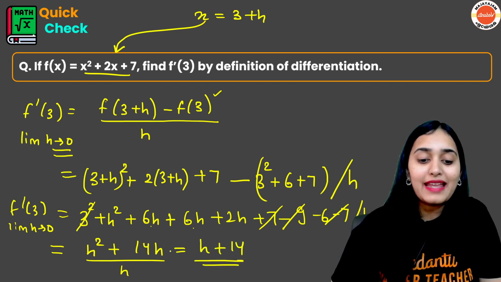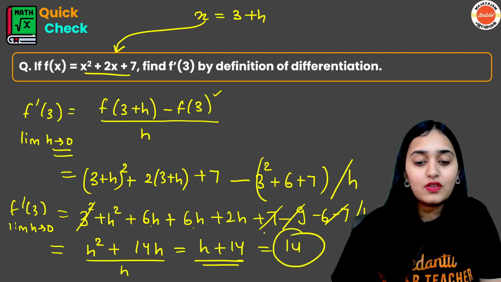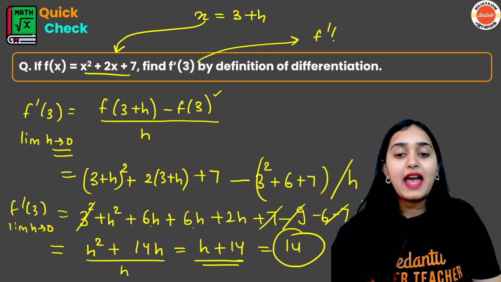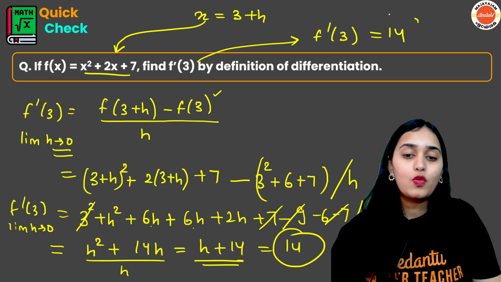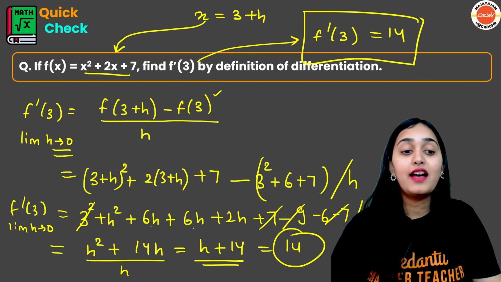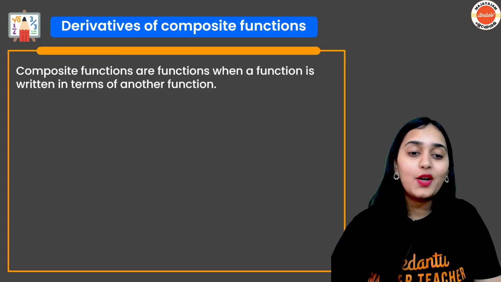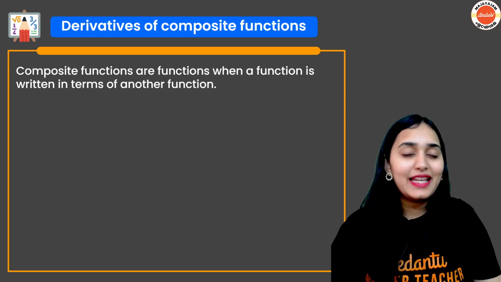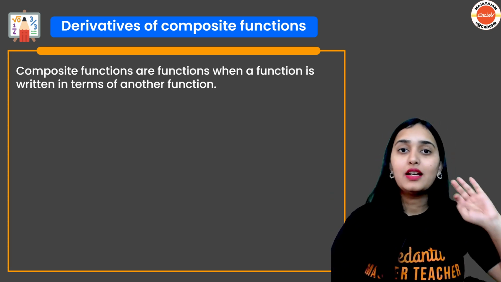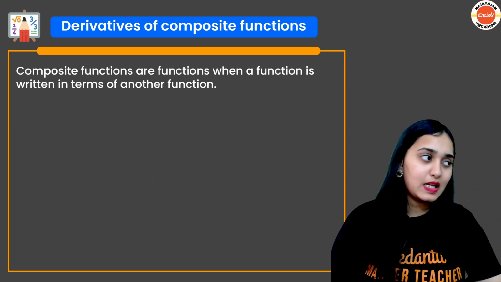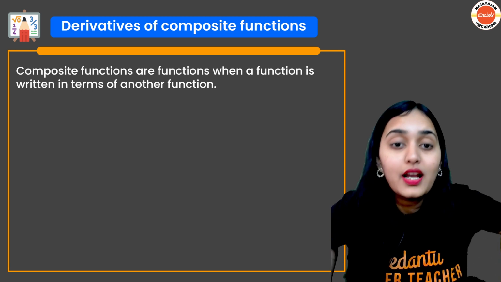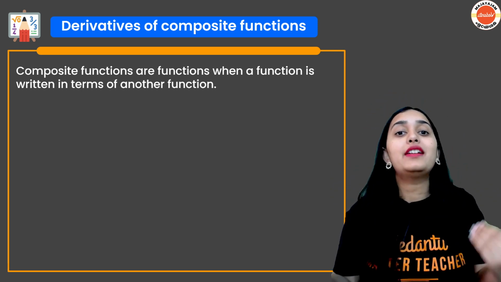Now if we put h is equal to 0, we get 14. So what is the answer? Answer is f dash of 3 is 14. Like that you have to solve and find out f dash of x. Now this is all about continuous function, discontinuous function, differentiable function, non-differentiable function. Now you have to find out derivatives of different types of function.